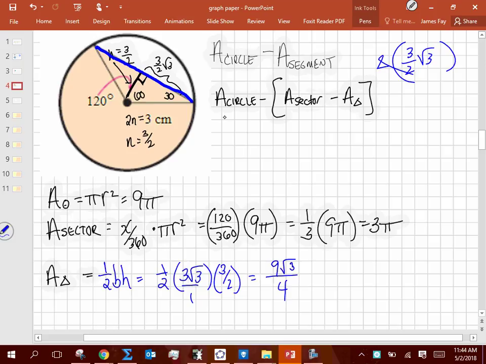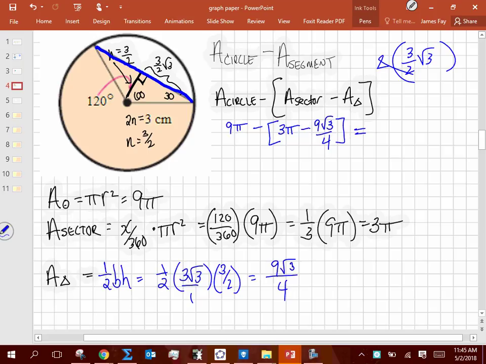Okay? So up here, if I know the individual components I had to find, and I found them, I just plug those things back up into this, right? So I'm going to go 9 pi, that's the area of the circle, minus the area of the sector, which was 3 pi, minus the area of the triangle, which is 9 radical 3 over 4. Okay? Now, if I want to leave this thing as an exact answer, there's some like terms here that we got to deal with.